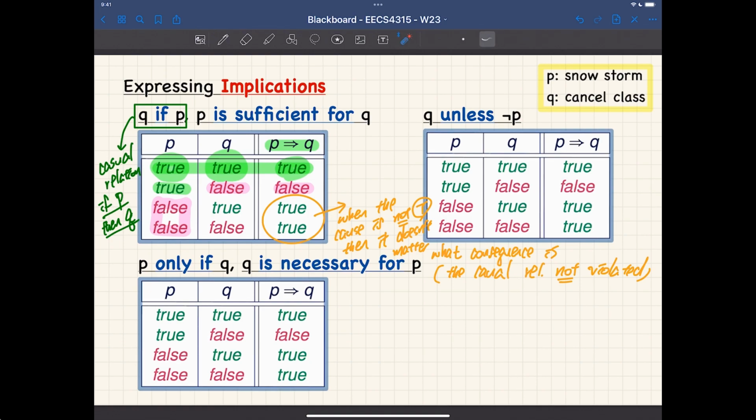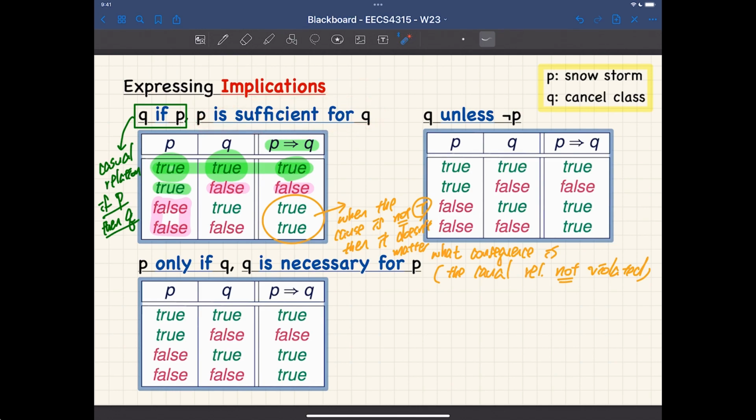And you will see later in the slides, when I say P is sufficient for Q, that means if I know P is already true, it is a sufficient reason for Q to be true as well. That's also talking about causal relationship. So it really boils down to a similar interpretation.